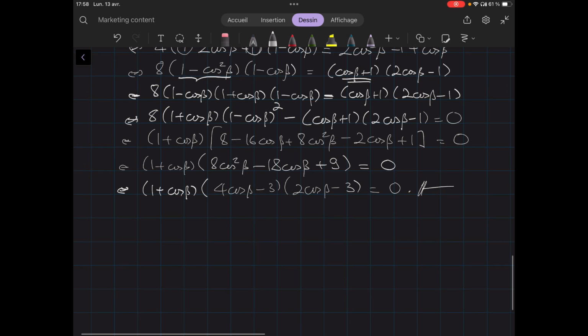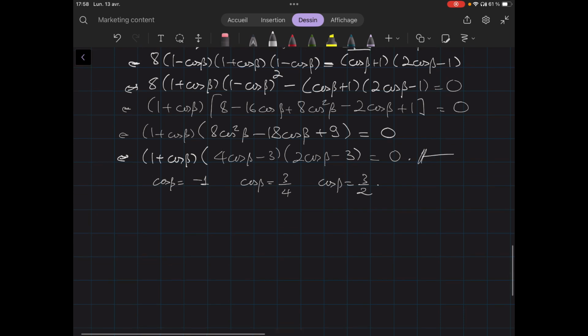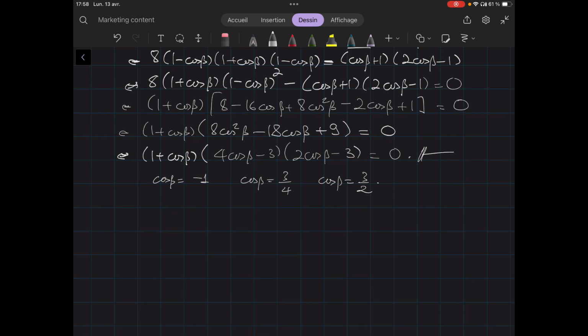From here, you can write down the possible values of beta, or rather of cos beta. So cos beta is either negative 1, 3/4, or 3/2. Since you are asked to show that this is the only appropriate value, you need to explain why you cancel out the other two.